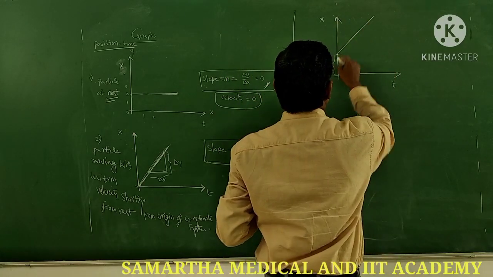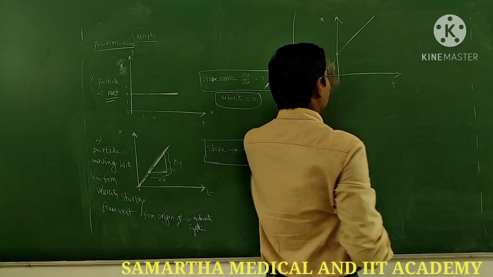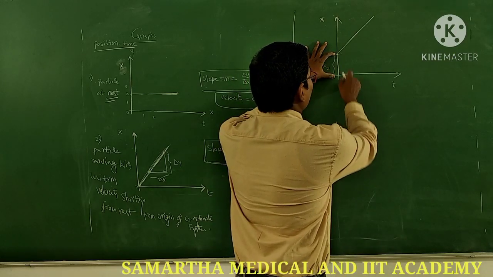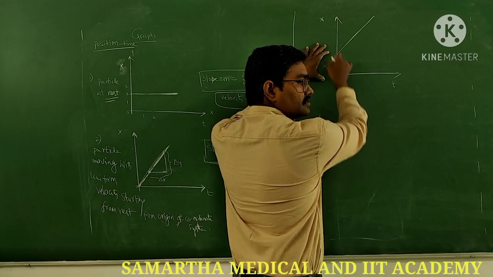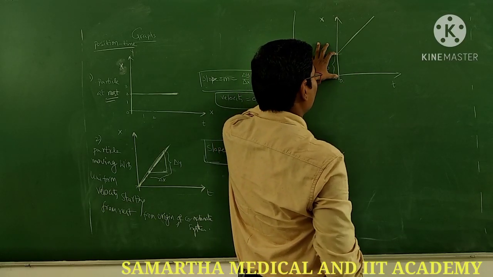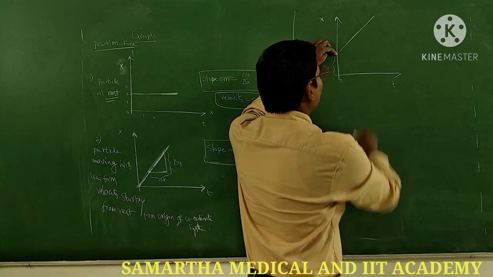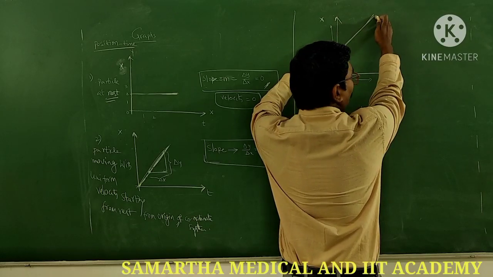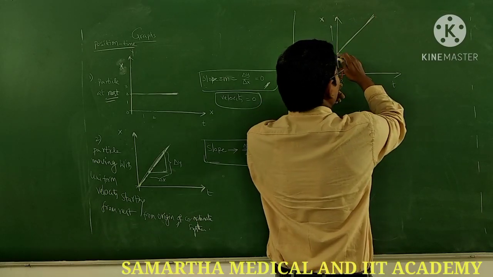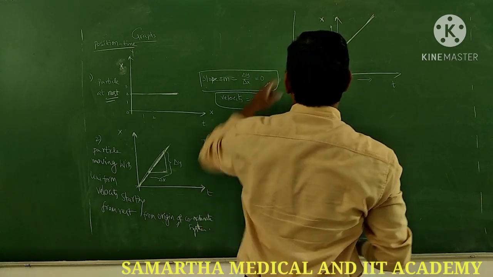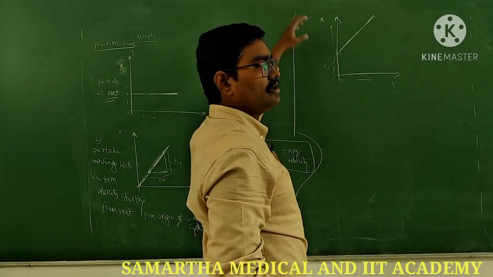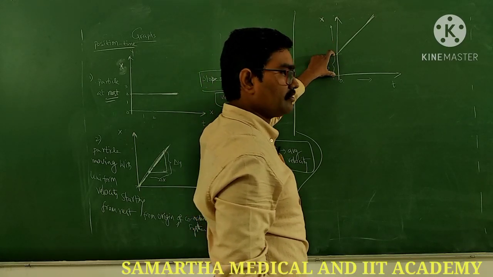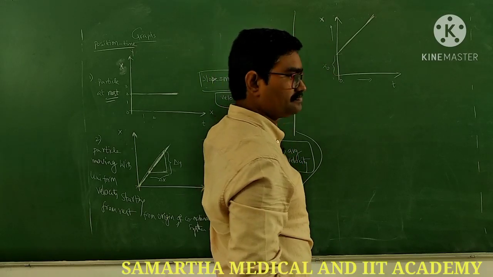So this is x naught. Initially, before starting, at time t equal to 0, the position of the particle is x naught. From x naught at t equal to 0 it starts, and as time increases, displacement also increases. It's a straight line. So it shows uniform velocity, but the particle has not started from the origin.